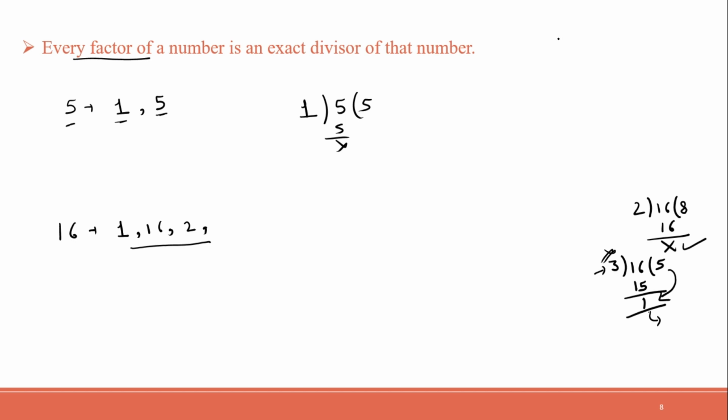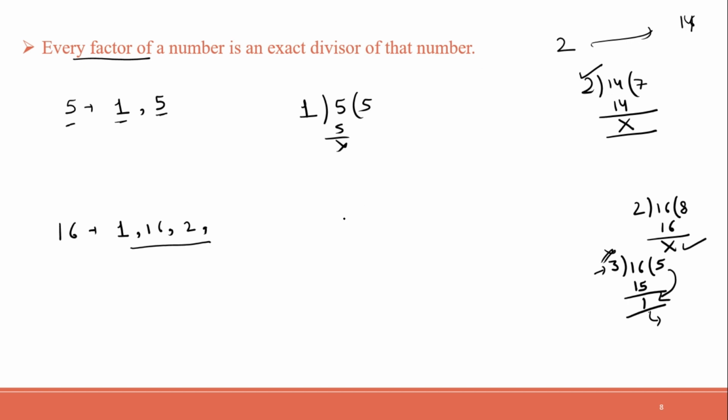That means if someone says 2 is a factor of, let's say, 16 or let's say 14, how will you check? You'll just check like this. You'll just divide 14 with 2 and check if there is any remainder left. 2 into 7 is 14. That means no remainder left. So 2 is a factor of 14. So every factor of a number is an exact divisor of that number.